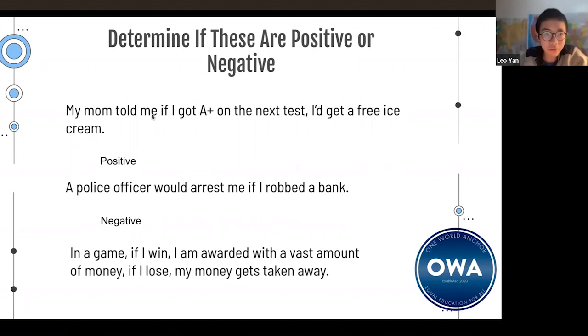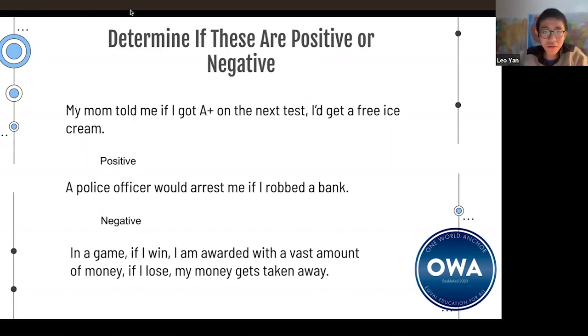Okay, so here's the answer. The answer would be negative because you're being punished for something. You're being threatened with a punishment. And let's hope that no one receives this punishment again. But you're being punished if you robbed a bank. You're being punished by the arrest. You do not want to be arrested. So that's a negative incentive of what you don't want to happen to you.